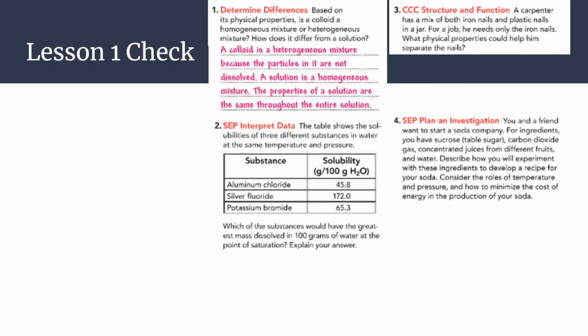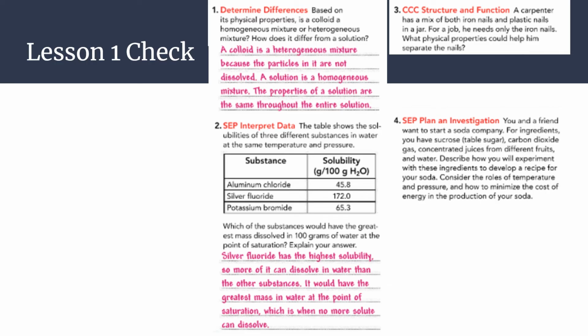2. The table shows the solubilities of 3 different substances in water at the same temperature and pressure. Which of the substances would have the greatest mass dissolved in 100 grams of water at the point of saturation? Explain your answer.